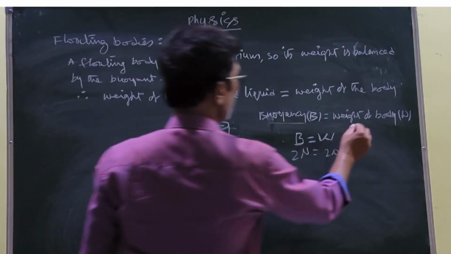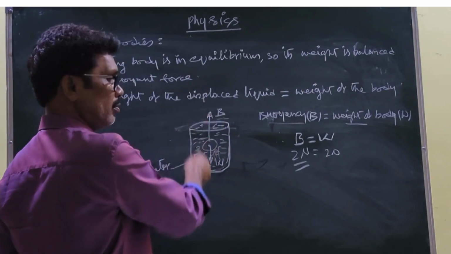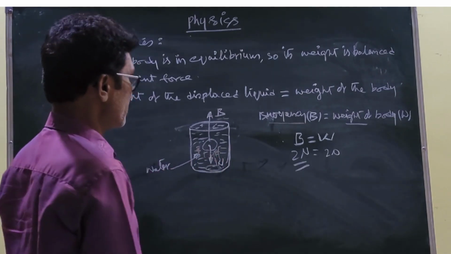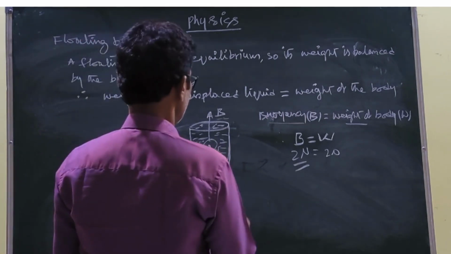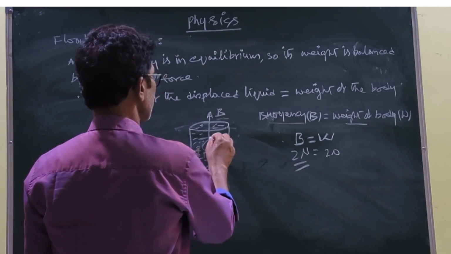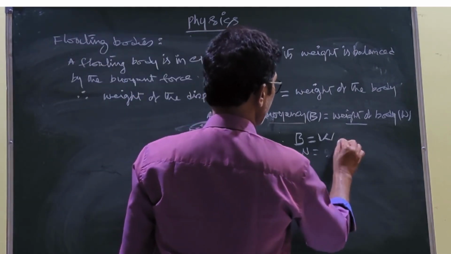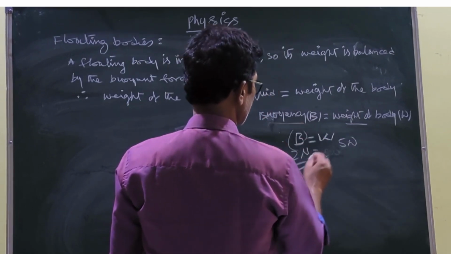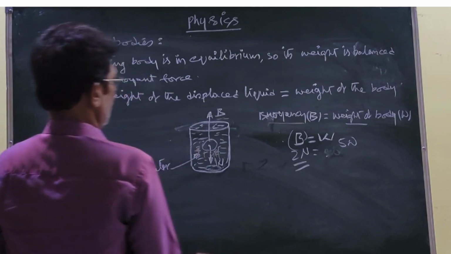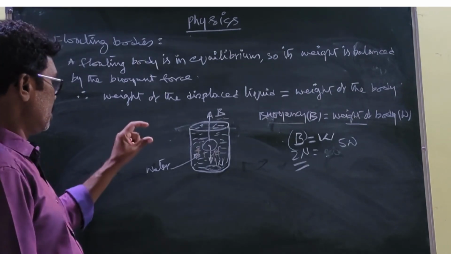In case the weight of the body is greater than the buoyancy force, obviously it goes down in the water, goes to the bottom of the glass and settles down. The object weight is more than the buoyancy force, so it settles at the bottom of the glass. Suppose the weight of the object is 5 newtons and the buoyancy force is 2 newtons. Obviously that object settles at the bottom. So this is floating bodies. You have to understand floating bodies with this example.